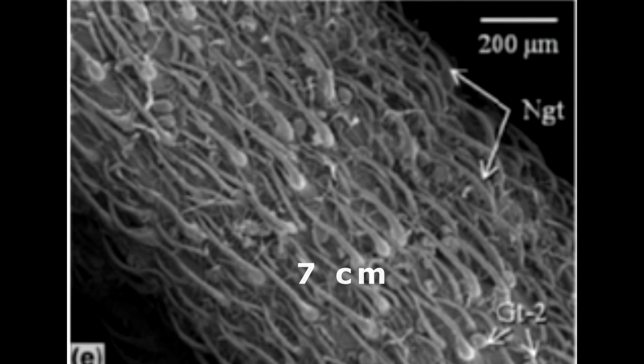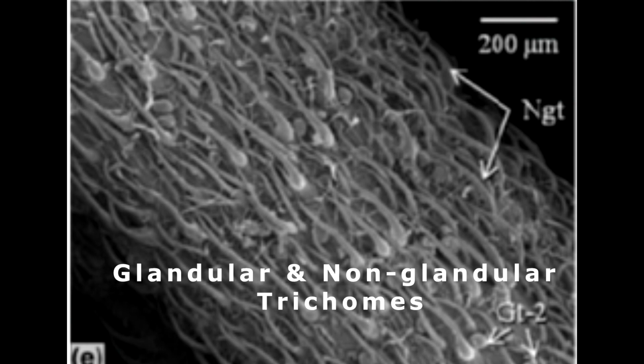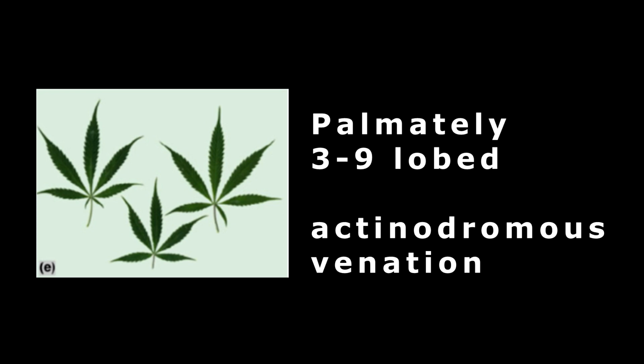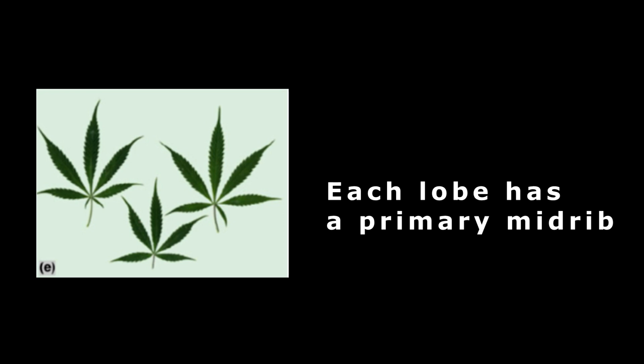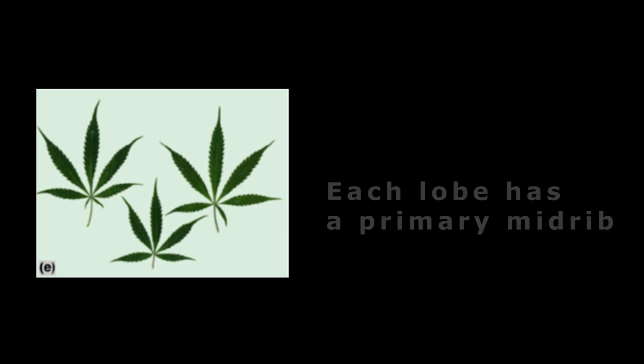Petioles can grow up to 7 centimeters long, cylindrical with a median groove along the upper side, and covered with both non-glandular and glandular trichomes. Leaves are also palmately 3-9 lobed, exhibiting actinodromous venation, with the youngest leaves sometimes unlobed. Serrations along the margin are prominent, curved, and pointed towards the tips of the leaf blade. Each lobe has a primary midrib and several secondary veins on either side, with veins raised forming ridges on the abaxial side and impressed forming grooves on the adaxial side. The lowest pair of lobes is typically much smaller than the others and pointing backward.